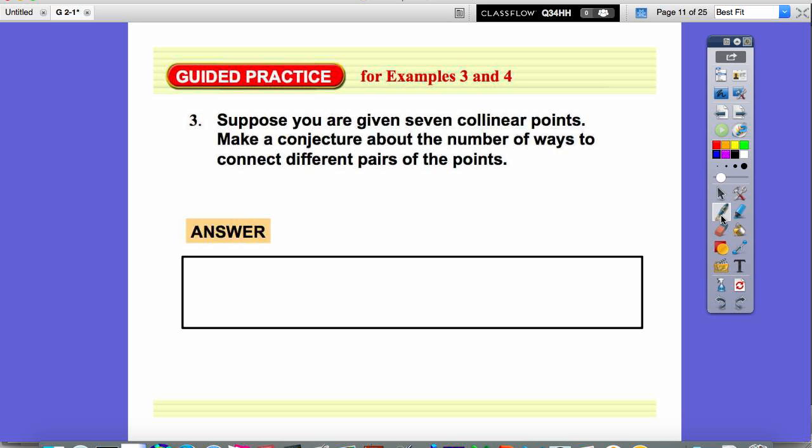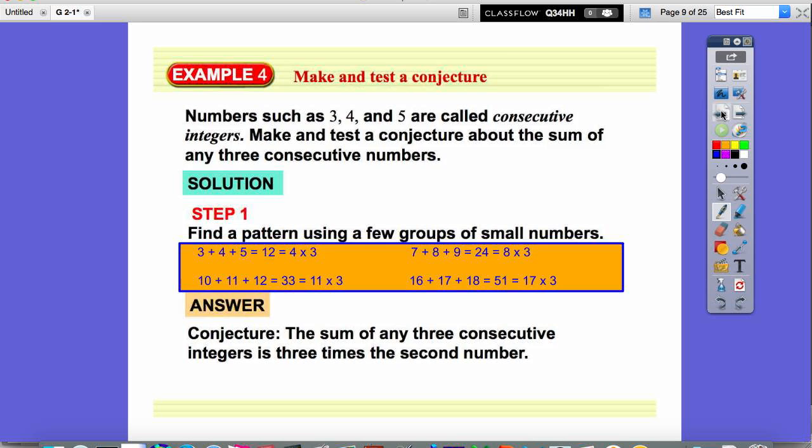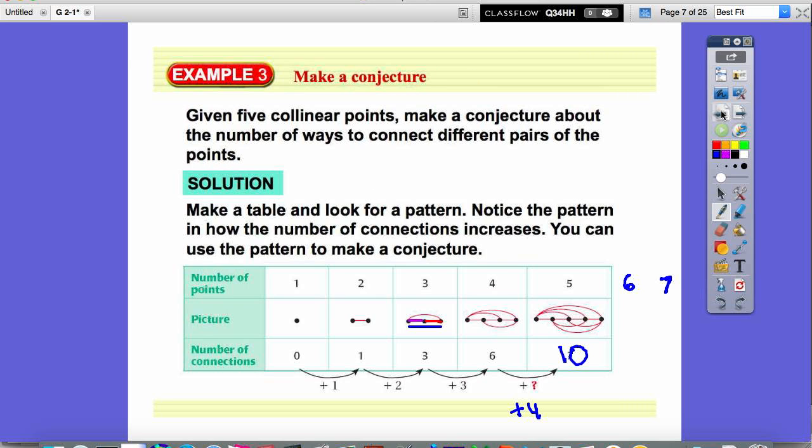So now suppose you were given 7 collinear points. They want you to make a conjecture about the number of ways to connect different pairs of points. So let's go back to what we did before. For 5 points, there were 10 different connections. So each time, here we would be adding 5, and here we'd be adding 6. So 10 plus 5, so for 6 different points, our conjecture is that there would be 15 connections. And then for 7 points, our conjecture would be that there would be 21 connections.